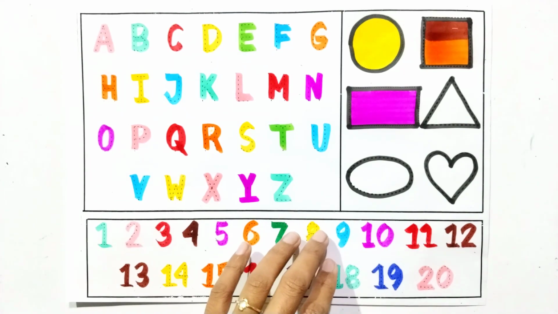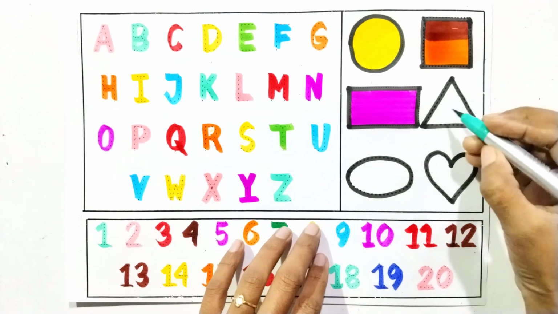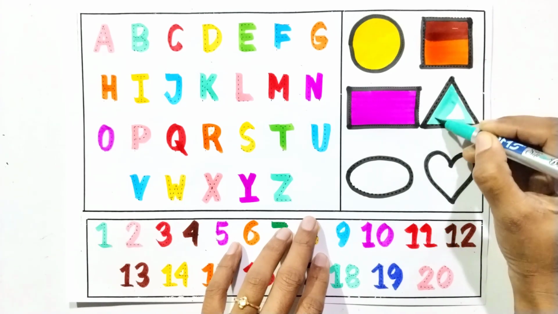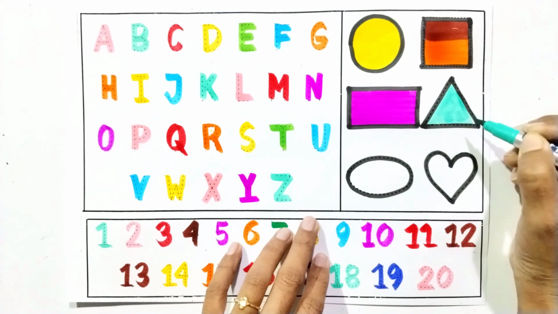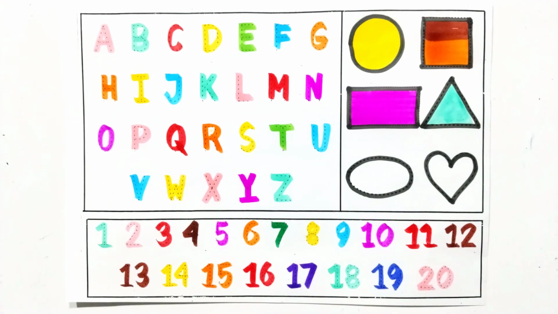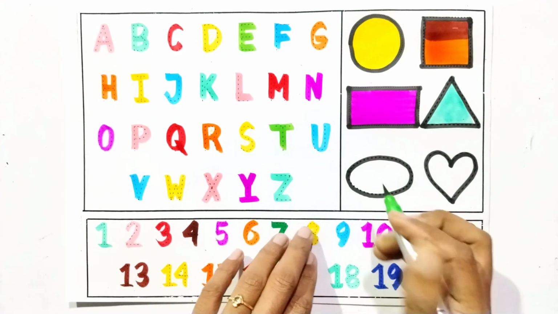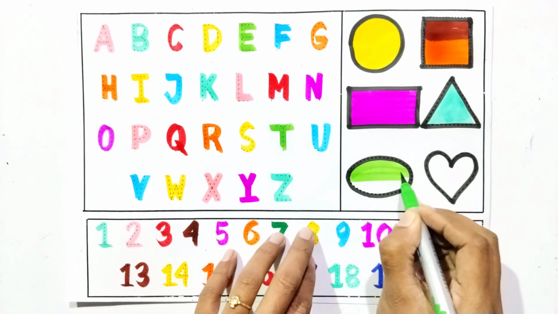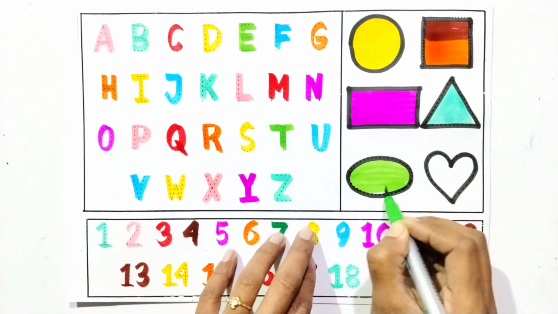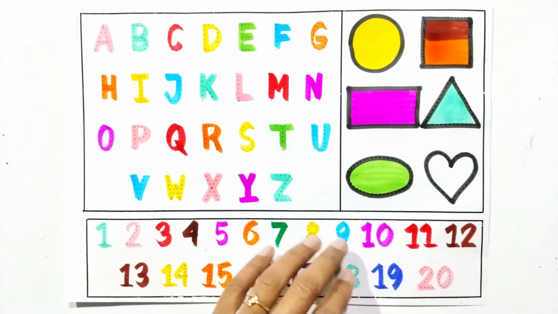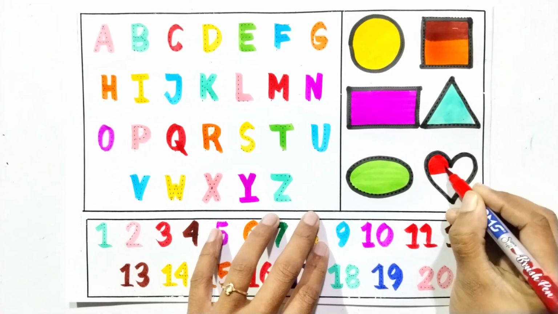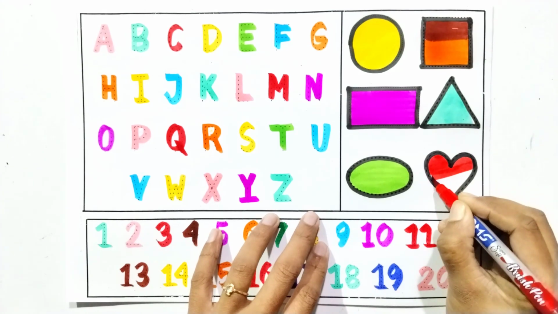Color with me. Triangle. Color with me. Oval. Parrot green color. Color with me. Heart. Red color.